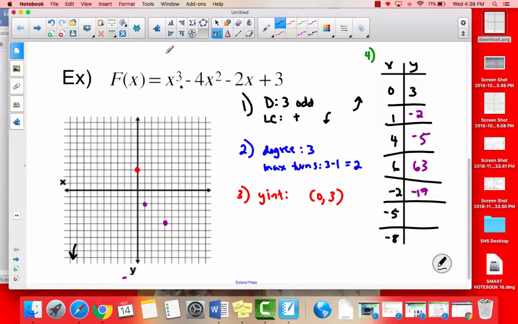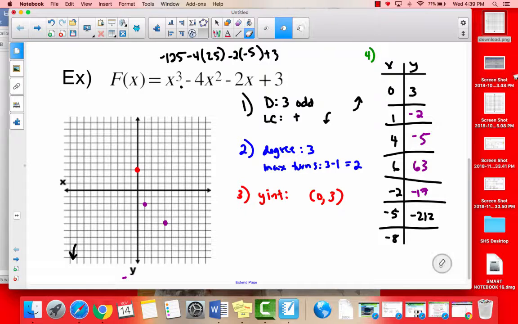I can go ahead and plug in negative 5. So we get negative 5 to the third, which is going to be negative 125. Okay, minus 4 times negative 5 squared, which is positive 25, minus 2 times negative 5 plus 3. So I get negative 125 minus 4 times 25 plus 10 plus 3. That's going to be negative 212. So that's a really, really large number. So what that means is this is probably going down really far, which is good. We said it should go down on the left.